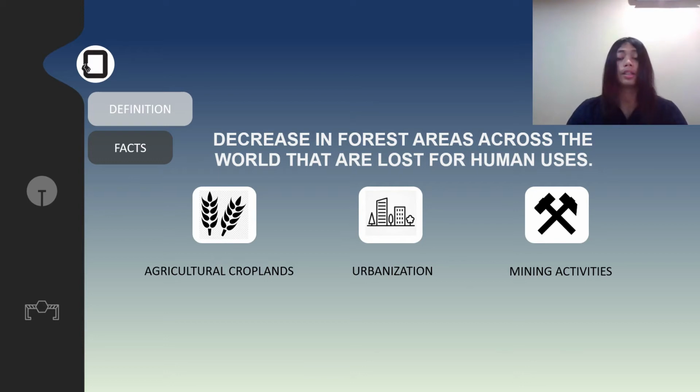And last but not least is urbanization. It can be defined as the process through which cities grow and higher percentages of the population come to live in the city. My group members will discuss further the causes of this term in detail.